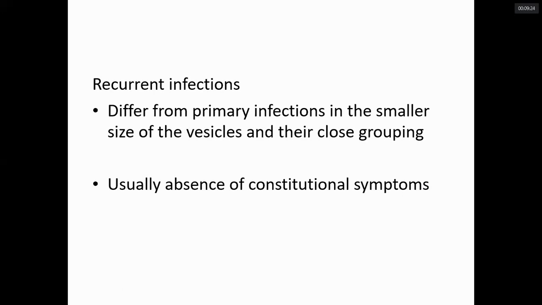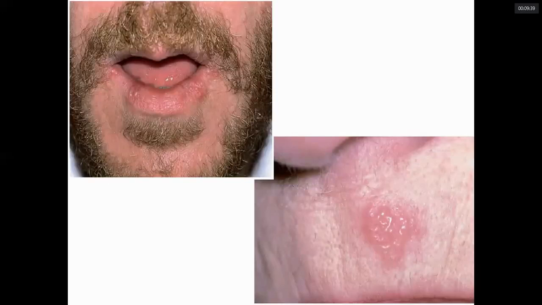Recurrent infections differ from primary infections because in the recurrent infection, the vesicles are smaller and appear in close grouping, and there is usually an absence of constitutional symptoms. You can see this example of recurrent infection in which there are grouped vesicles over an erythematous base.